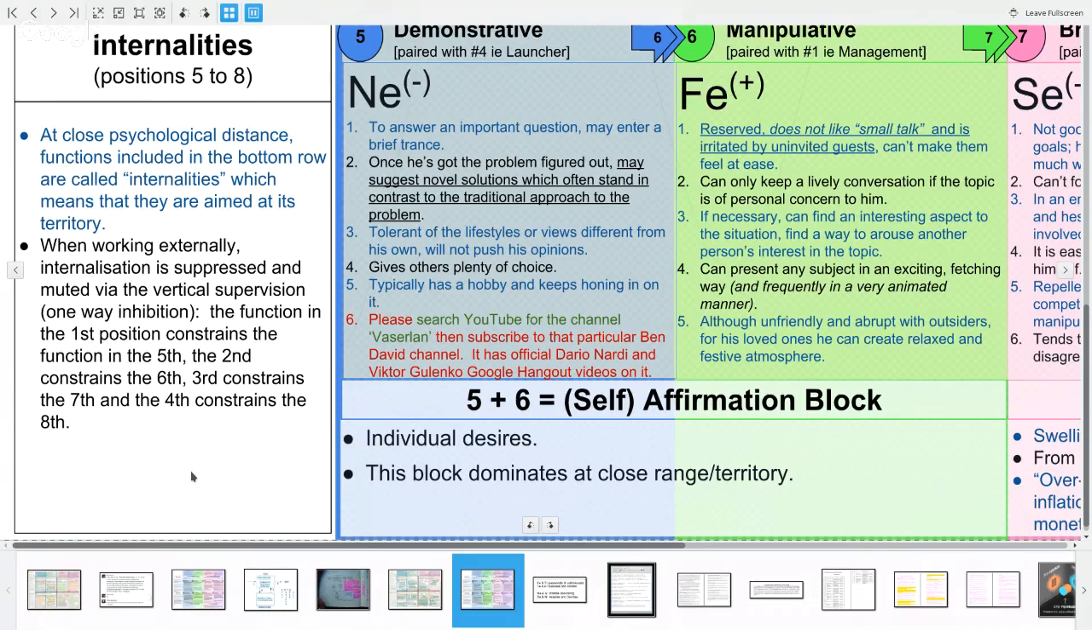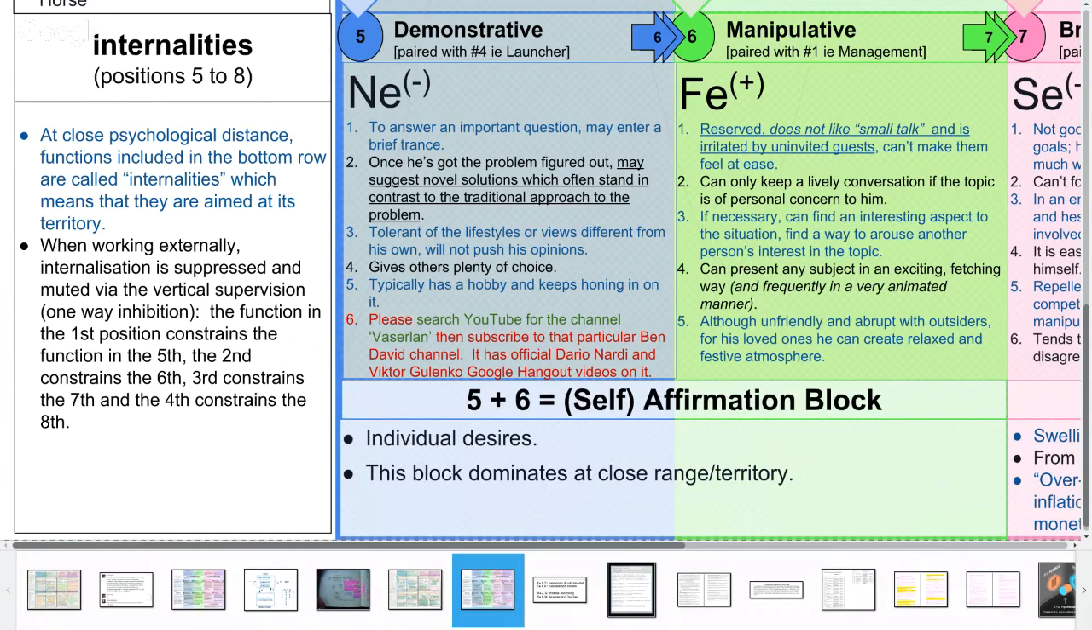So, at this very moment, folks, I am a little bit more expressive. I am on my territory. I am talking about typology. So, these functions, NE and FE, are coming a little bit more to the fore. I'm going into like the self-affirmation block. I'm acting a little bit like an ENFP. If I put the webcam on, you would see that I have... No, you wouldn't see anything because I don't go that far. Right. And plus, I haven't got any hair to dye green.